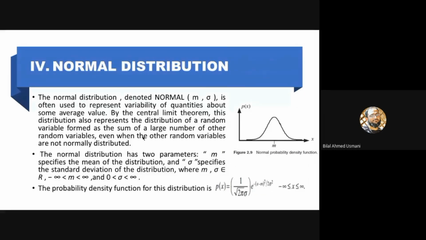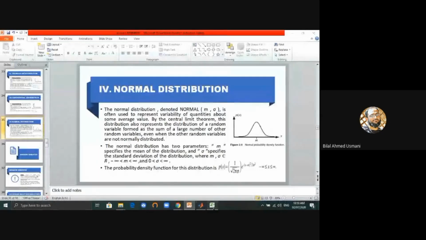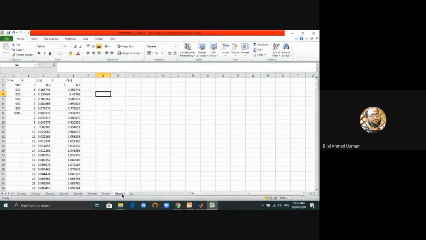The last but not least is the normal distribution, because oh God, it took so much time for me to explain a couple of slides. So it's a normal distribution, and the PDF of a normal distribution is like that. And the domain of the normal distribution is between minus infinity and infinity. So you can do it quite easily.